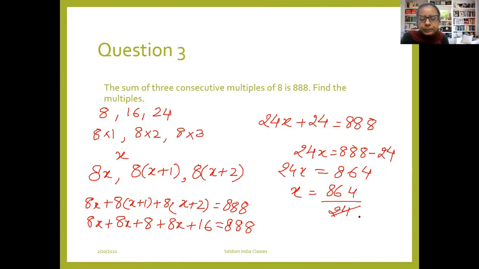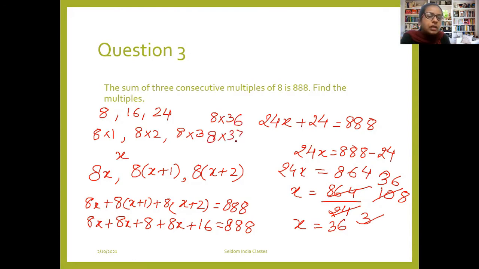That is, 108 and 3 से किया तो 36. So x we get is 36. Okay. So the first multiple of 8 is 8 into 36. Second is 8 into 37. And third is 8 into 38. These are the solutions. Okay.